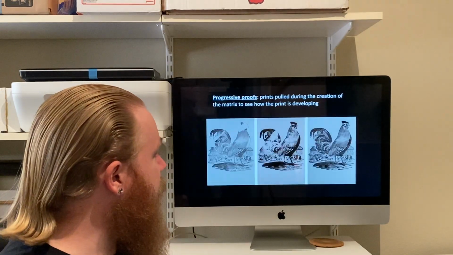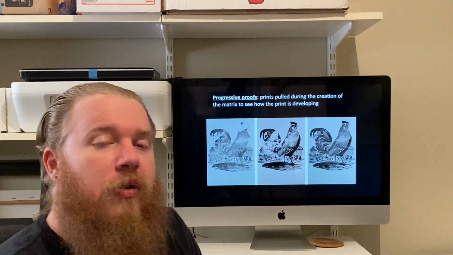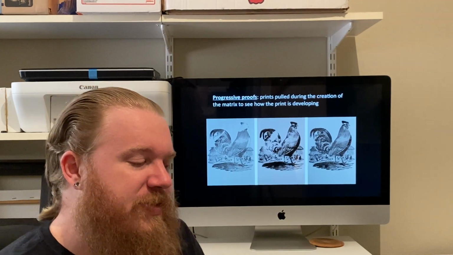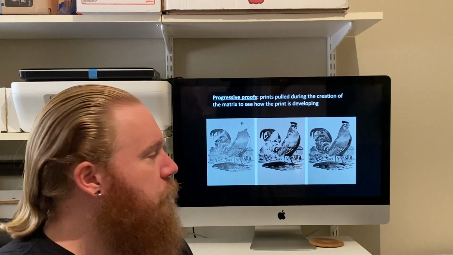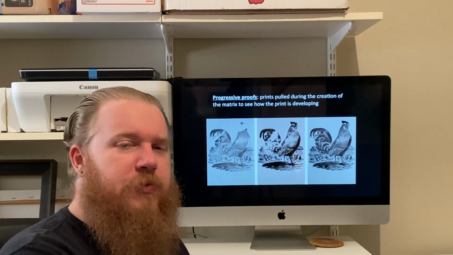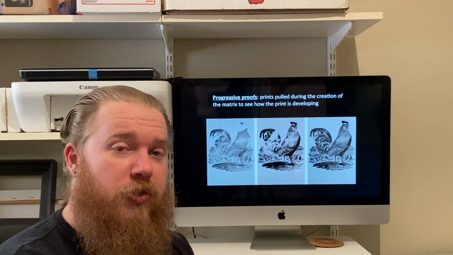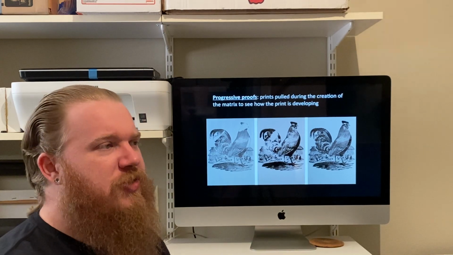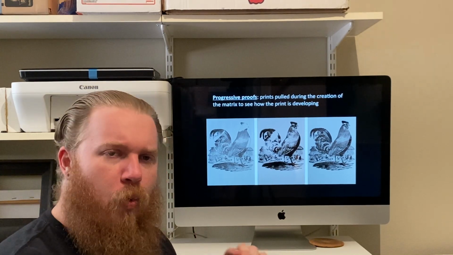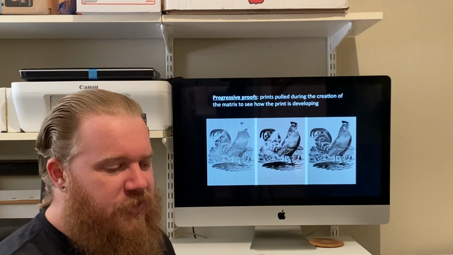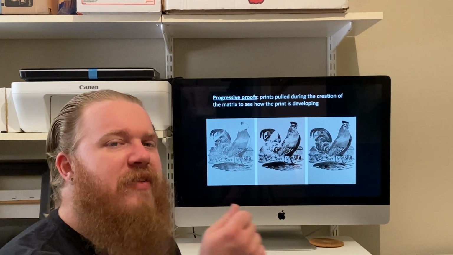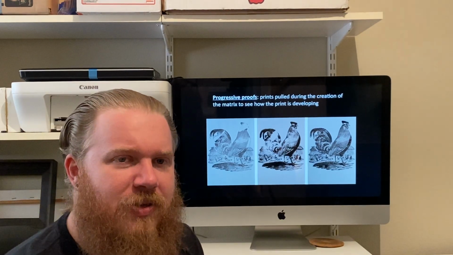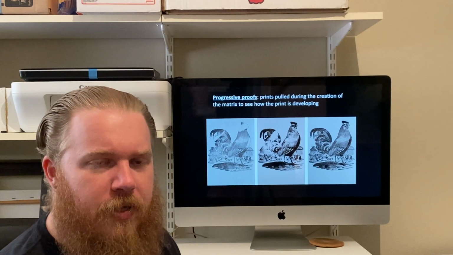Now, aside from the edition, we also have what's referred to as a progressive proof. And this is a print that's pulled during the creation of the matrix to see how the print is developing. It's important to note that usually when we're creating the matrix, we actually have to make our image in reverse to how we intend it to look once it's printed. So it can be very challenging to see how it's going in that regard. And also, when we're carving fine metal shavings out of a metal plate, it can be hard to tell how good the contrast is going to be between light and dark once we pull the image.